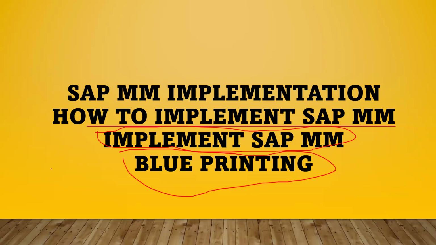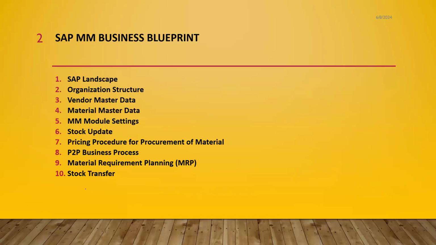So what are all the objects we have to implement in SAP MM? The objects are the system landscape, the first one. Then we are going to see the organizational structure. This is a live project which I have implemented, and I'm going to show you the organizational structure which has been implemented in MM, material management.